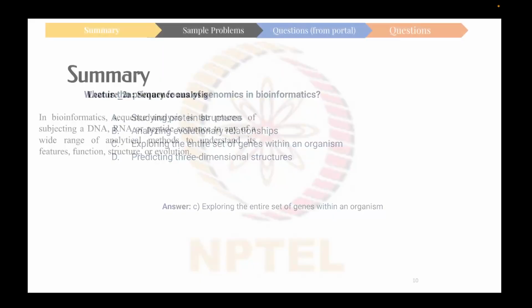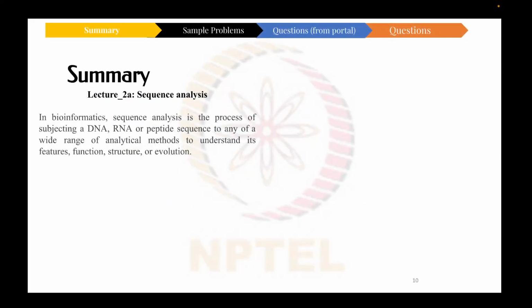Then we'll start with the sequence analysis part. Sequence analysis in bioinformatics is a fundamental and crucial aspect that involves the examination and interpretation of biological sequences such as DNA, RNA and protein sequences. These sequences carry the genetic information essential for understanding various biological processes.